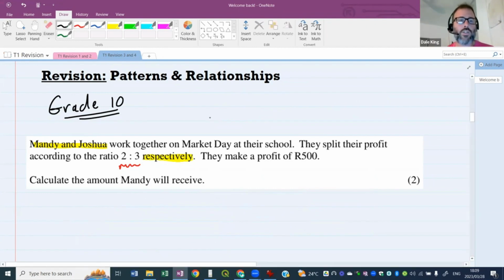But let's get back to the question. So calculate the amount that Mandy will receive. All right, I'm going to give you guys 2 minutes to do this. We've got 500 profit altogether. That 500 is all together. They split it in the ratio. How much will Mandy receive?